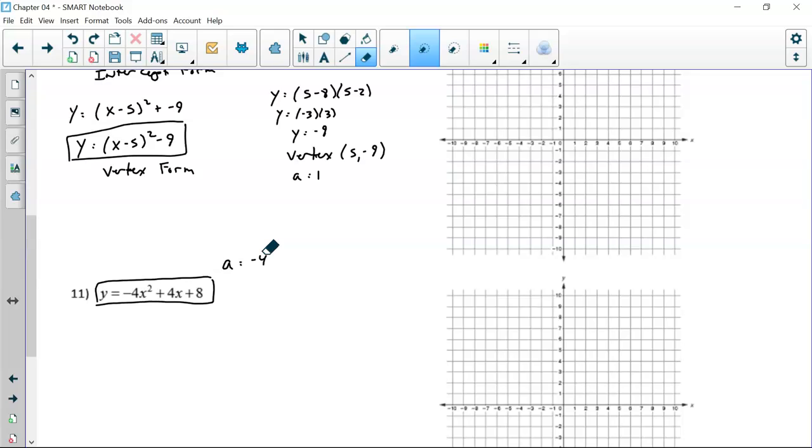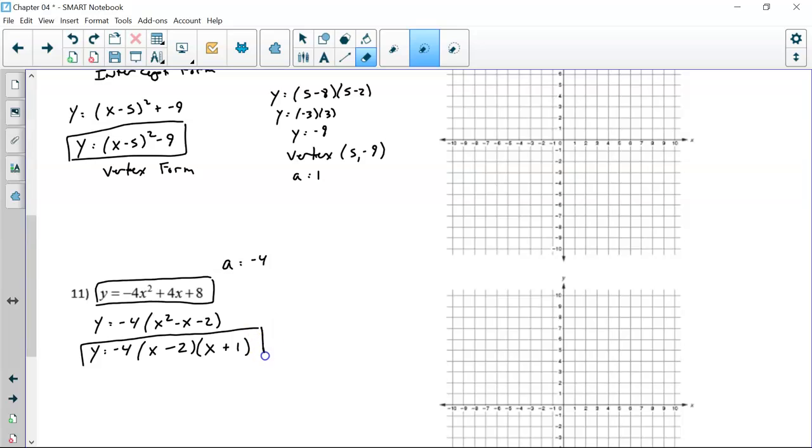So what we're going to do is start by getting it into factored form, in the intercept form. We're going to factor y equals. Now I can factor out a negative 4 from all three terms. So it's negative 4 times x squared minus x minus 2. Negative 4, and I can factor the quadratic. X and x. Now to multiply to negative 2 and add to negative 1, we need a negative 2 and a positive 1. There's our equation in that intercept form.